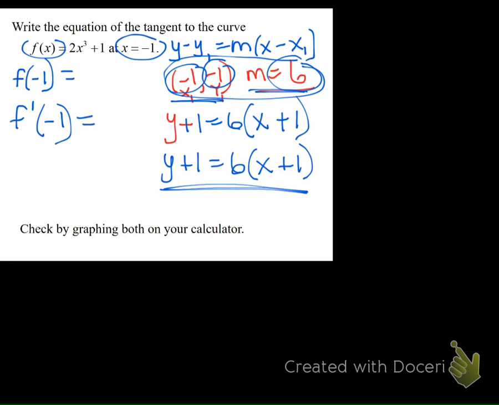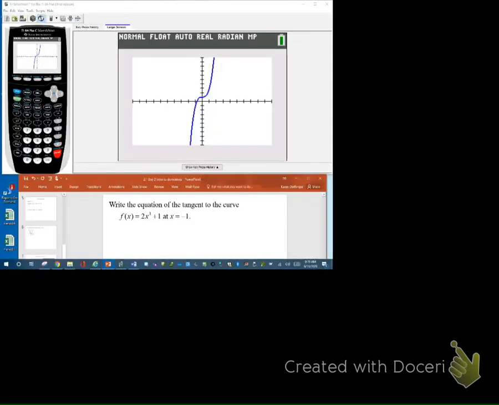So now if you want to graph the original equation on your calculator and graph this equation on your calculator, though you'll have to move the plus 1 over, you'll see that it checks. This equation is a line that is tangent to this cubic, and it is tangent at exactly negative 1. I'm going to pause a minute and put that in my calculator so I can show you. So this is the graph of the original equation, y equals 2x cubed plus 1. And now I'm going to graph the tangent.